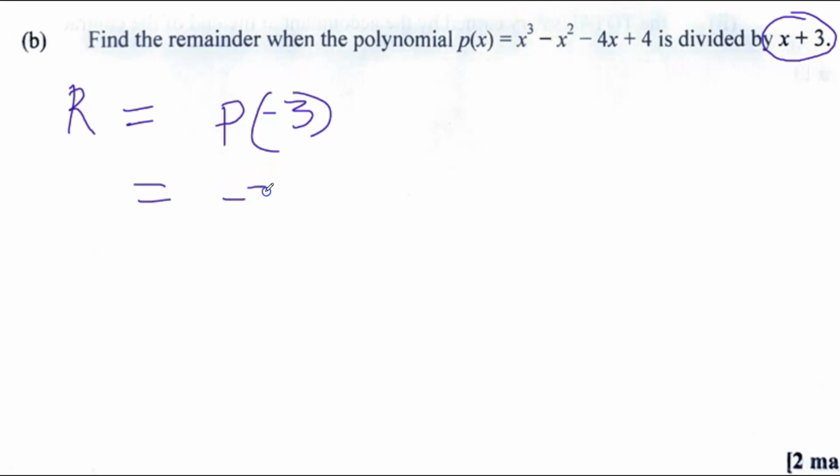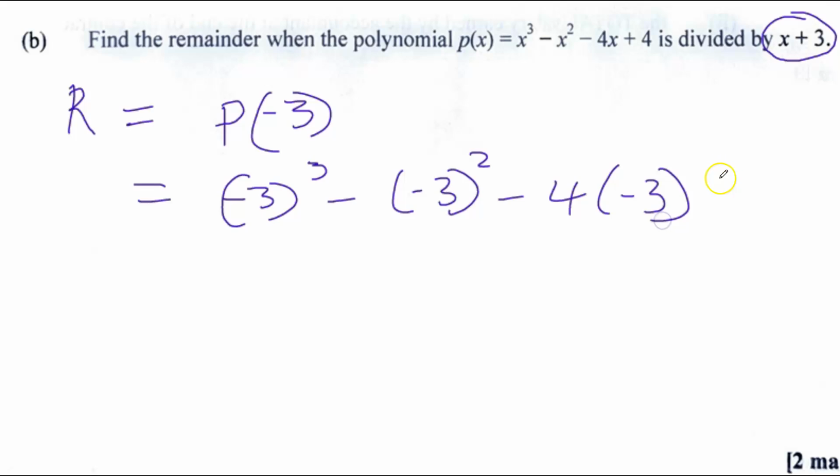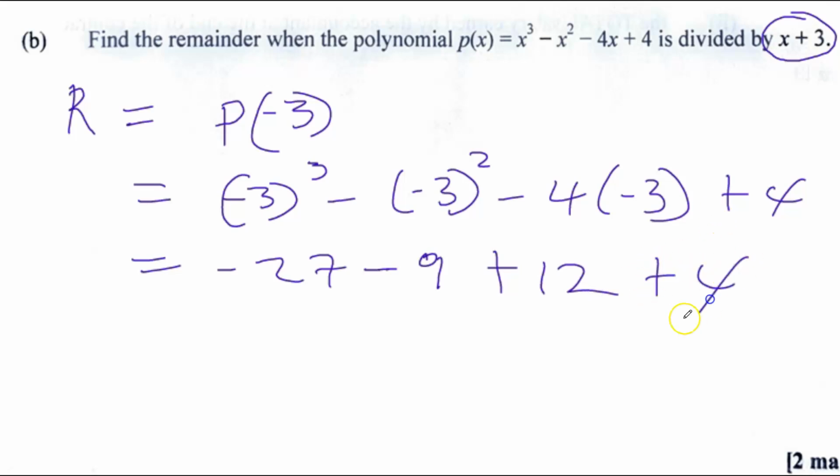So x cubed, that's minus 3 cubed, minus x squared, that's minus 3 squared, and minus 4x, that's minus 4 times minus 3 plus 4. So minus 3 to the power of 3, that's minus 3 times minus 3 times minus 3, that's minus 27, minus, and negative 3 squared, that's positive 9, so that's minus 9, minus 4 times minus 3, that's positive 12, plus 4, and you can just put these in a calculator, and we should get negative 20.